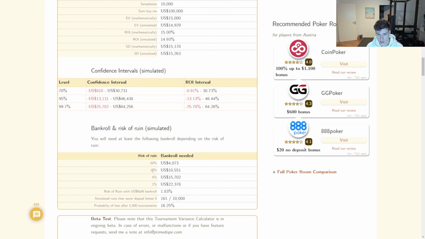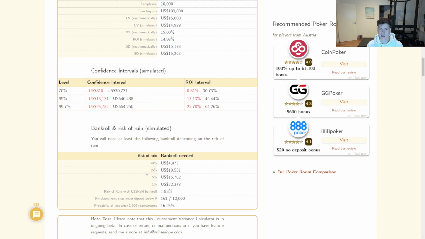And here you can see the risk of ruins that the site suggests and the required bankrolls to achieve them. So for example, we entered a $20,000 bankroll, and if we would be happy to achieve a 5% risk of ruin, we only would need around 16K, $15,702. On the other hand, if we are more conservative, we would actually need 22,400 to achieve a 1% risk of ruin. Or if we are more aggressive, 10,500 would be enough to achieve a 15% risk of ruin.